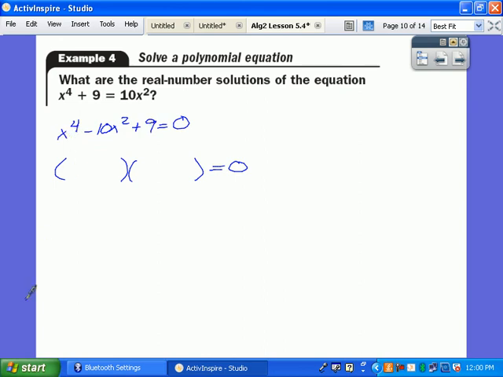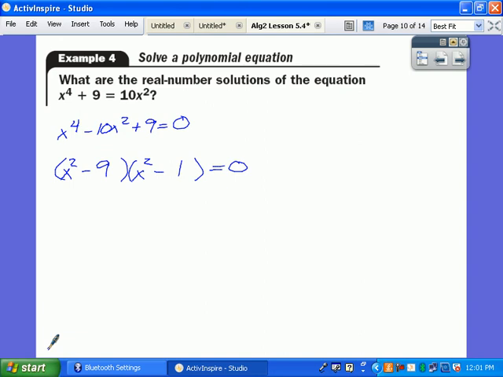What do you think I should use as the multiples of x to the fourth? x squared and x squared. Seems pretty reasonable. What about my signs? What do my signs have to be? How about minus and minus? And factors of 9, 3 and 3, 9 and 1. Now 3 and 3 are not going to give me 10 in the middle, so how about 9 and 1? And that works.